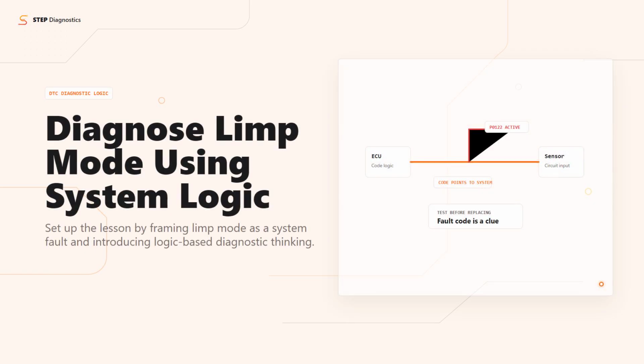When a vehicle enters limp mode, it's a signal that the ECU has detected a problem and is actively limiting system functions to protect the vehicle or driver. To effectively diagnose limp mode, we need to use system logic, evidence, and measurement, not guesses or random part swaps.